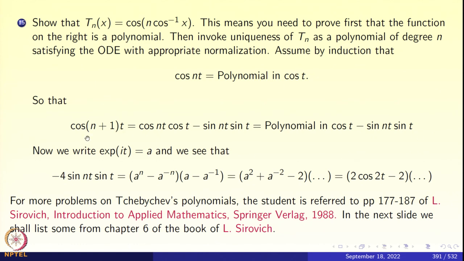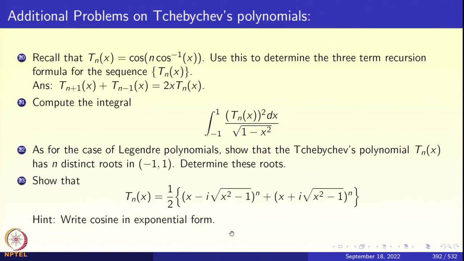In other words, cos of (n plus 1) cos inverse of x is a polynomial in x. So that completes the argument that we have a closed form expression for the Chebyshev polynomials. For more problems on Chebyshev polynomials, I have given you a reference to Sirovich's Introduction to Applied Mathematics, 1998, Springer Verlag. In the next slide, we shall write down a list of problems from chapter 6 of the book of L. Sirovich. Here they are.